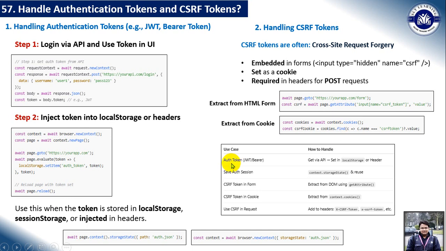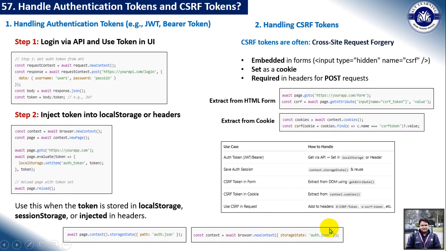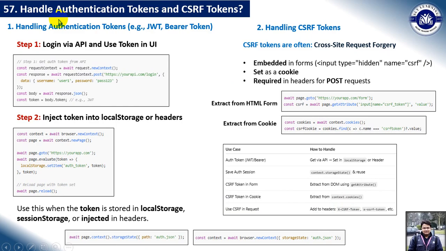Okay, authentication token, how can you get it? You get it via API and set it under the local storage or header. Then to save the authentication session, you can save the context.storageState and reuse it in a JSON file. Okay, CSRF token in a form, you can use getAttribute. CSRF token in cookies, you can use context.cookies, and for the CSRF token request in a header, you can add it in a header. These are the headers you can add in your API call or in your automation test. Okay, so this is the way you can handle the tokens and CSRF token in Playwright, guys.